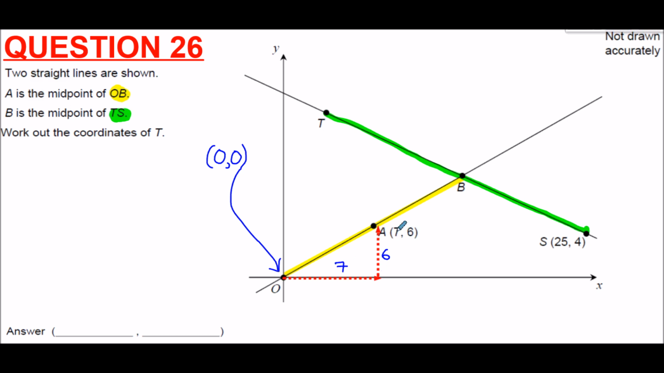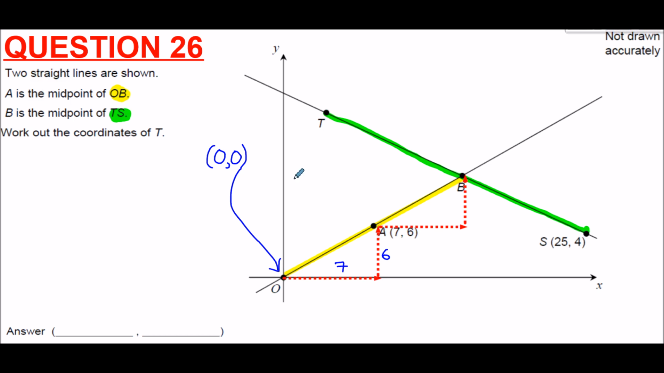But we're told that A is the midpoint, and so going from O to A is only half the way along. So to go the full way along, from A to B, would require doing the same again. If 7 and 6 is halfway, then we'll need to do another 7 and another 6 to get to B.